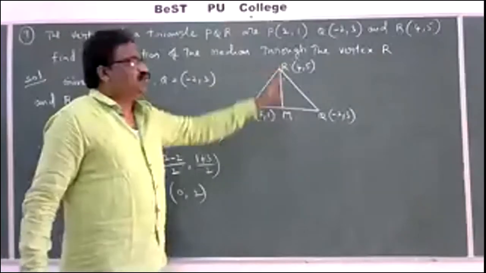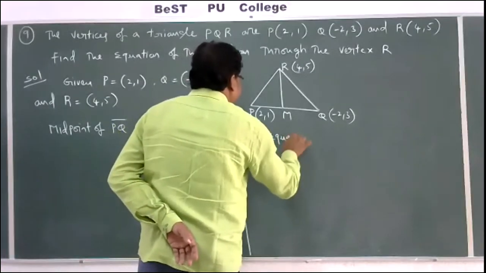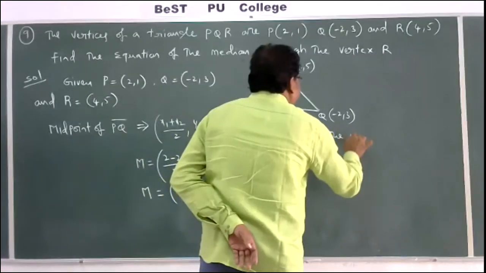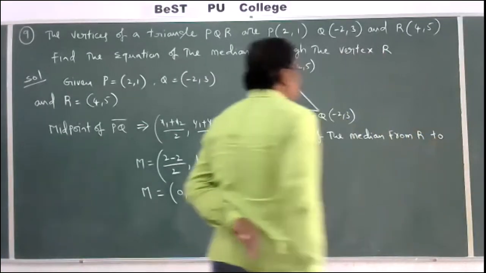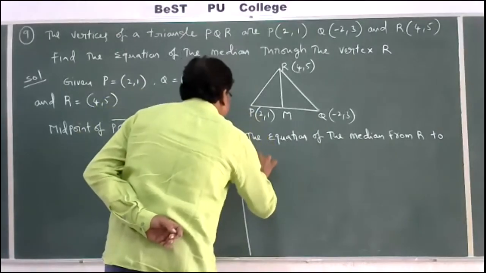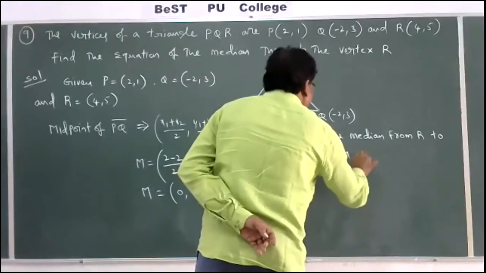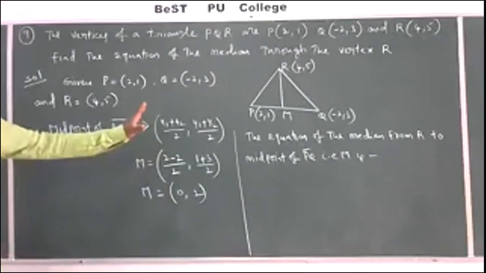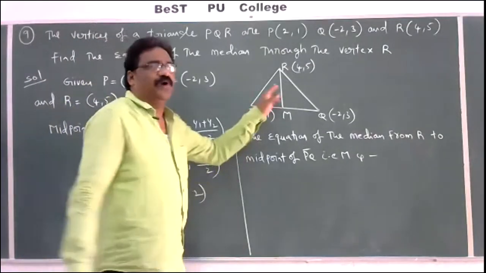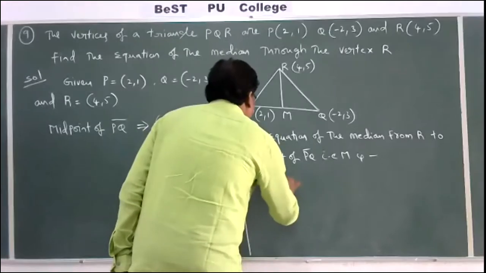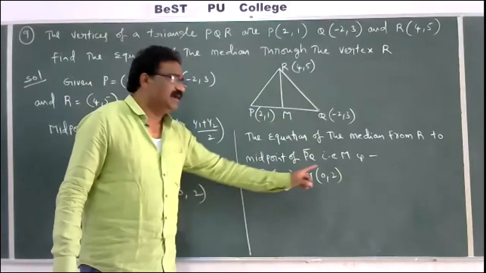The required median is from R to the opposite side PQ, that is, the equation of the median from capital R to the midpoint of PQ bar, that is capital M. Here apply the two-point form. R is 4 comma 5 and M is 0 comma 2.